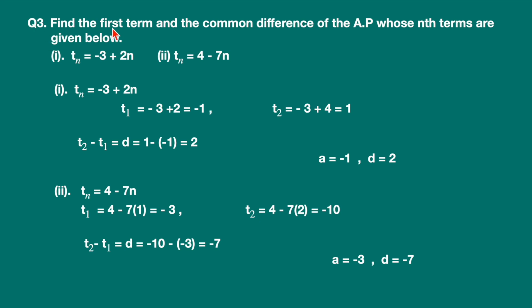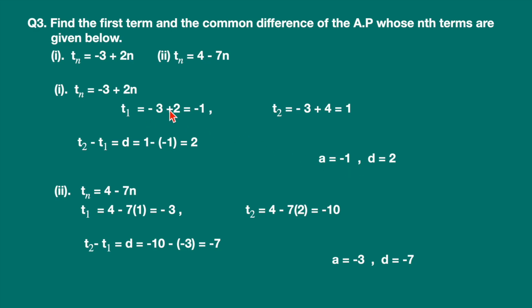Question 3. Find the first term and the common difference of the AP whose nth terms are given below. So here is the nth term, Tn is equal to minus 3 plus 2n. So the first term means n is equal to 1. Substitute here, you will get minus 1. That is the first term. We call it A, minus 1.